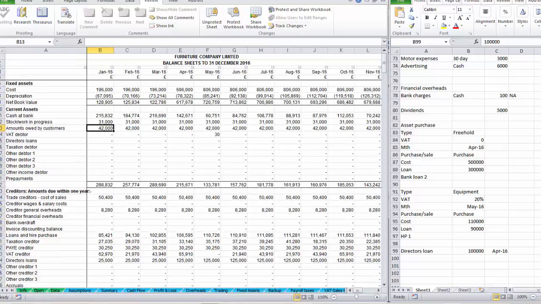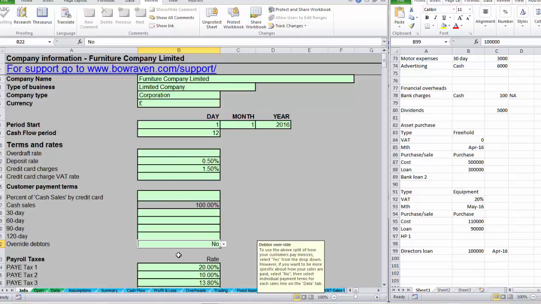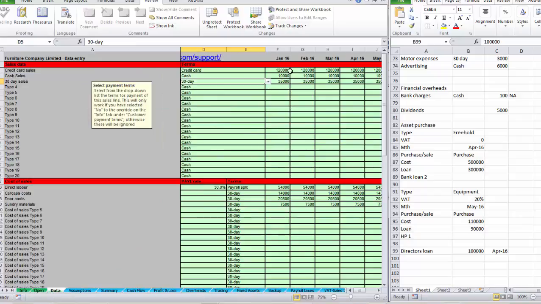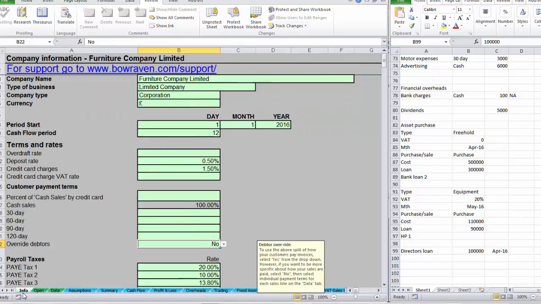So what that basically is doing, just to run back to that, is override debtors. In other words, override the specifics on here. And then if you set that to yes, then whatever you put here, it will just generalize how amounts are paid across all of your sales.